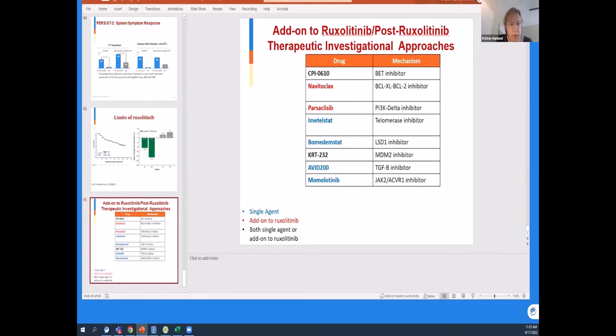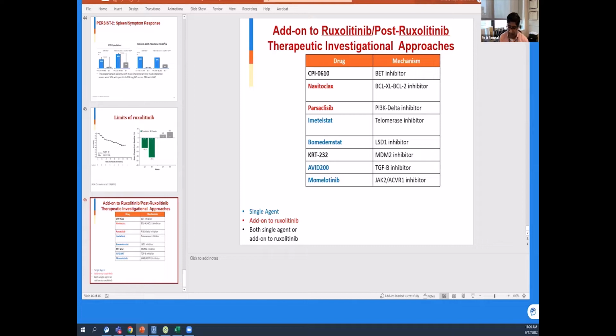Let's see what the next question is here. Okay, we have one that says, if the mutation rate decreases, does it mean the disease is going in the direction of healing? And is there any research or method to prove it's possible to decrease the mutation rate? My guess is that probably refers to the JAK2, what we call the allele burden, or the amount of the JAK2 mutation. Yes.